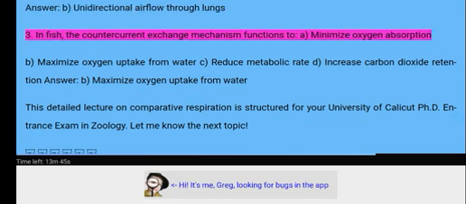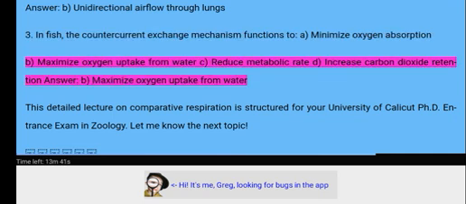3. In fish, the countercurrent exchange mechanism functions to: A. Minimize oxygen absorption. B. Maximize oxygen uptake from water. C. Reduce metabolic rate. D. Increase carbon dioxide retention. Answer: B. Maximize oxygen uptake from water.